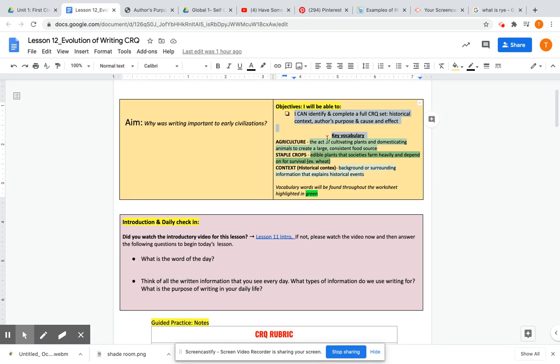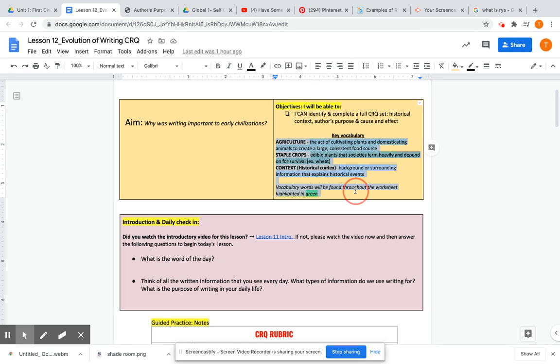The key vocabulary for today's lesson is agriculture. We already talked about this word, but I felt the need to reintroduce it. We have some new people that have joined our class, and again, repetition helps our brain to remember certain things. So it's no problem with just repeating it. All right. Agriculture is a key vocabulary word, and that is the act of cultivating plants and domesticating animals to create a large, consistent food source. All right. So farming, kind of like farming.